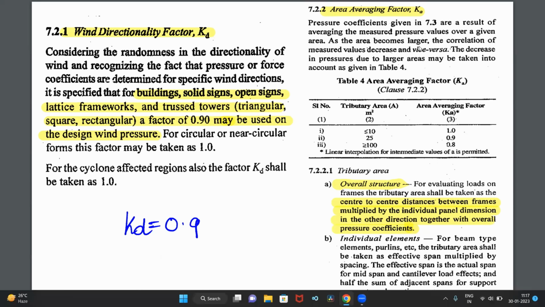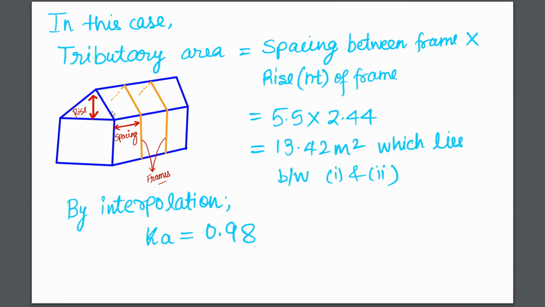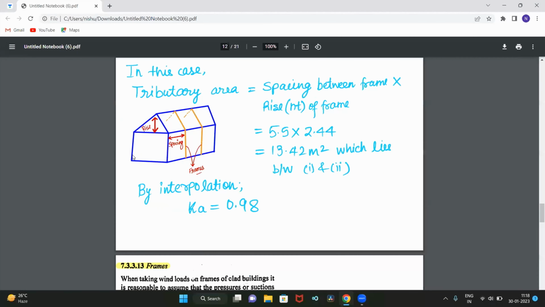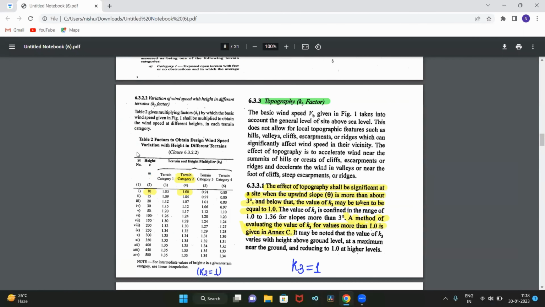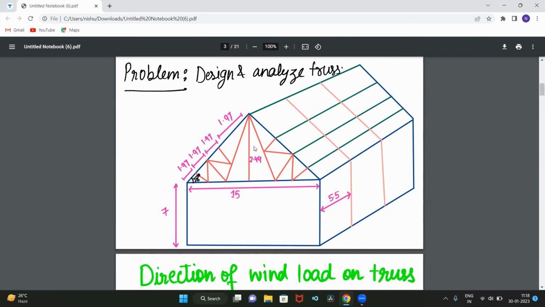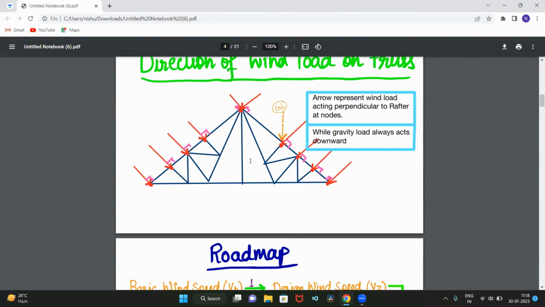To calculate area averaging factor, first of all, let me move to the next slide. Okay, so as you can see, this is the structure, and tributary area is given by spacing between frame. This is spacing between frame. This is first frame, this is second frame, and the spacing between frame is 5.5 in my case, and multiplied by rise of frame. This is the rise of frame. Okay, so in my case, rise of the frame is 2.44 meter. This is the rise, 2.44 meter.